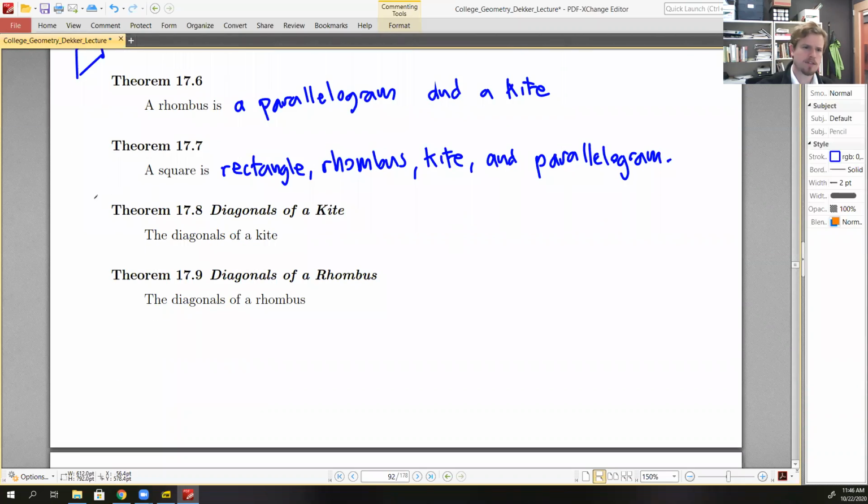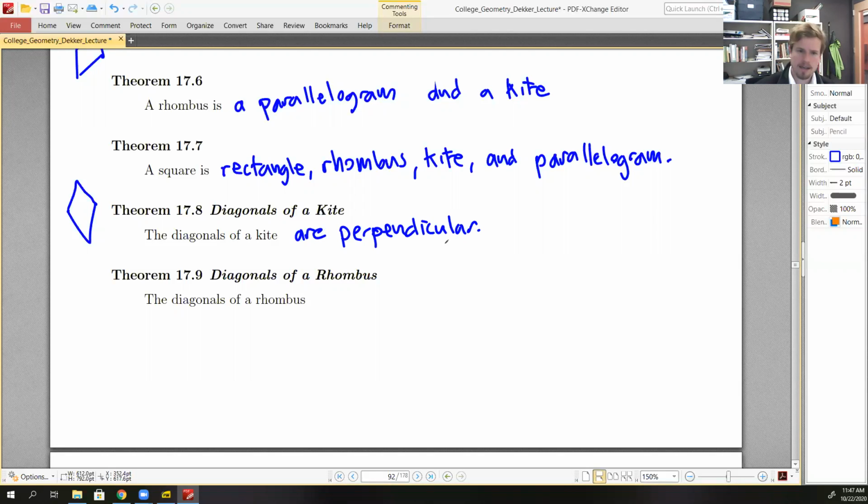For a kite, I believe it is defined to be two pairs of adjacent congruent sides. So these two sides are congruent, they're adjacent, and these two sides are congruent, they're adjacent. So the kite is defined to be two pairs of congruent sides. And when we have such a case as a kite, then the diagonals are perpendicular to one another. Excellent.